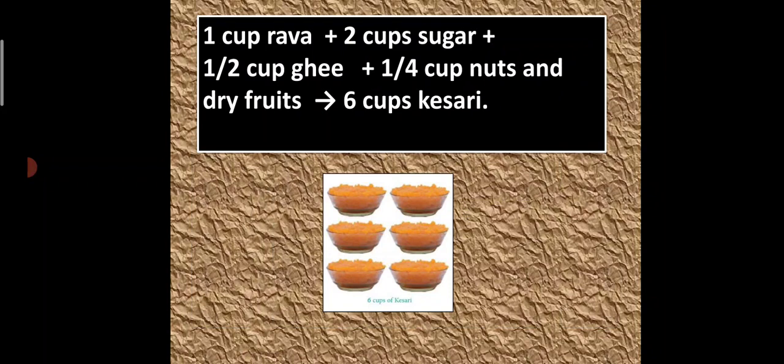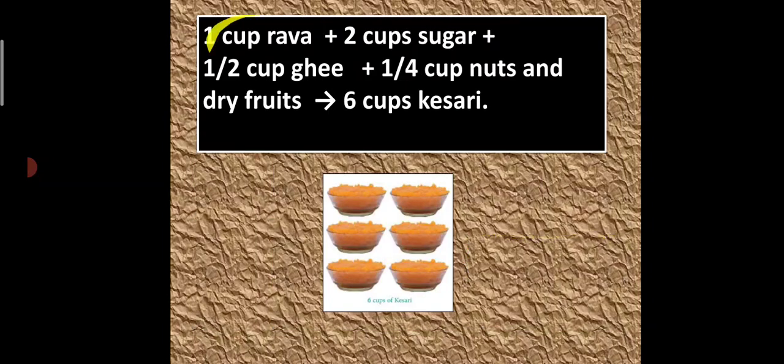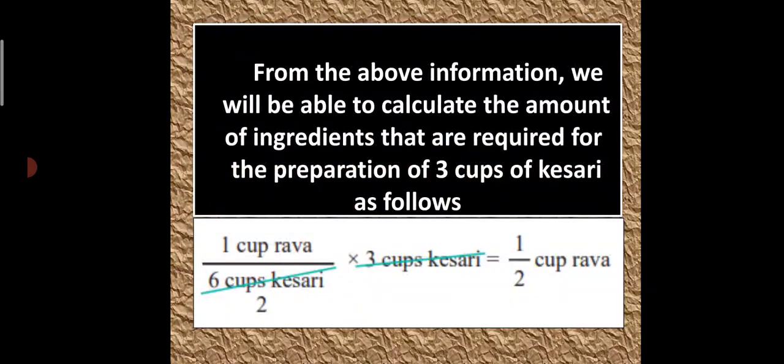So they have given here for 6 cups of kesari. From the above information we can calculate the amount of ingredients that is required for the preparation of 3 cups of kesari. You have to take in the numerator for what is already prepared. From 1 cup you have got 6 cups of kesari. For 3 cups of kesari, what you will do is that 1 cup rava on the top and 6 cups of kesari, and the number you need, 3 cups you need, so that should be on this side. So if you cancel this, you will get half a cup of rava.